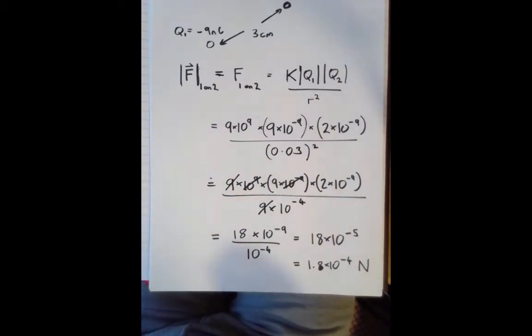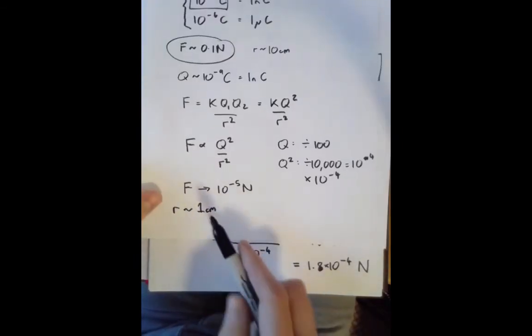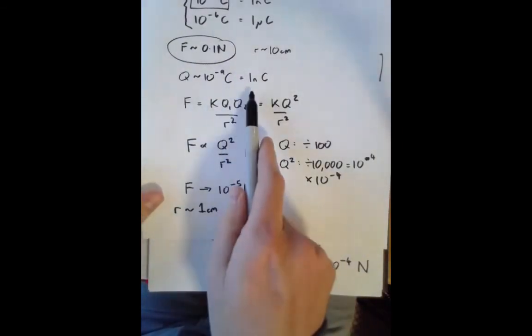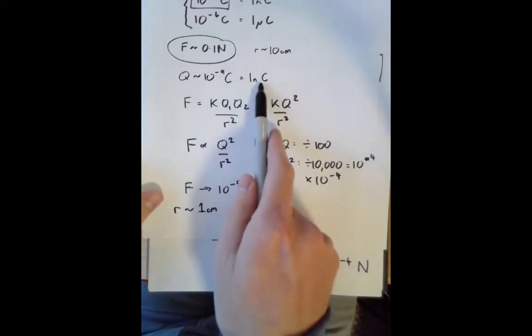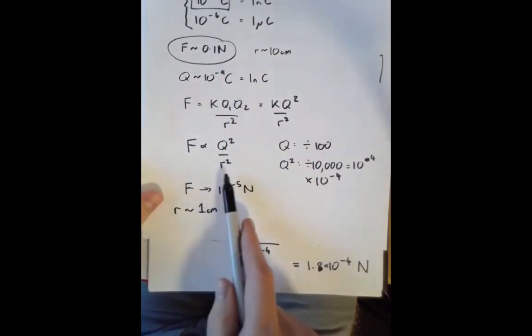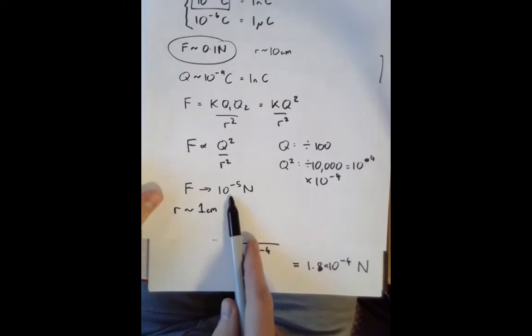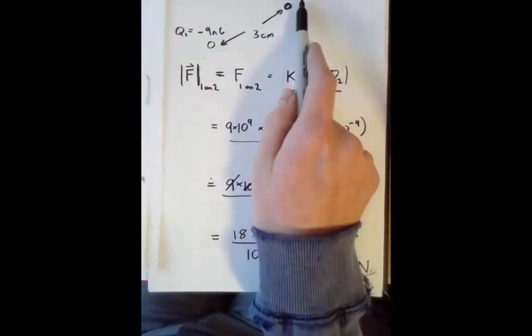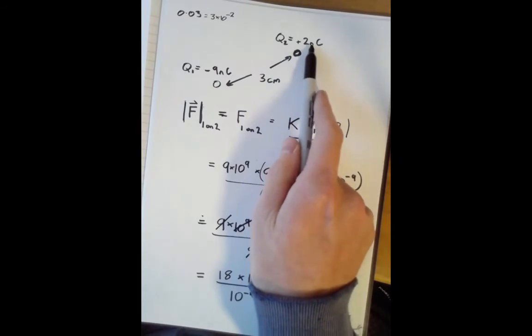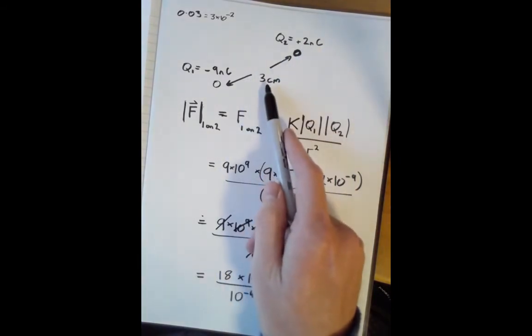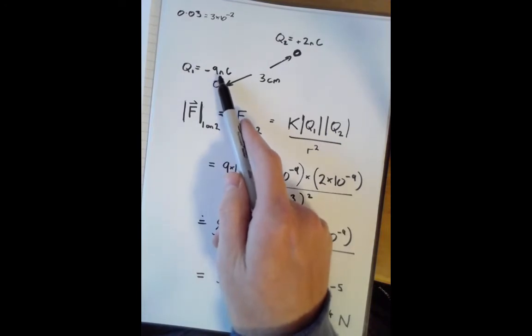Let's check whether this is a sensible magnitude, right? What were we dealing with? Well, what do we know a sensible magnitude should be? We've just been over this. We know that if you have two charges that are around a nanocoulomb and they're separated by a distance of order a centimeter, then the force should be around 10 to the minus 5 newtons. What have we got? Well, this charge here, Q2, is close to a nanocoulomb. 3 centimeters is close to a centimeter. 9 nanocoulombs is about 10 times bigger than 1 nanocoulomb.